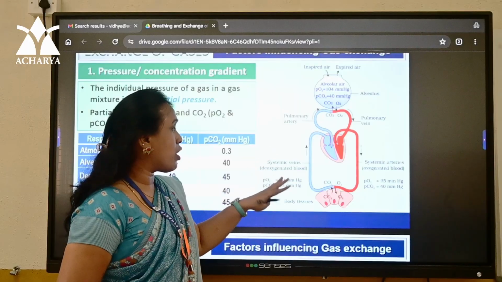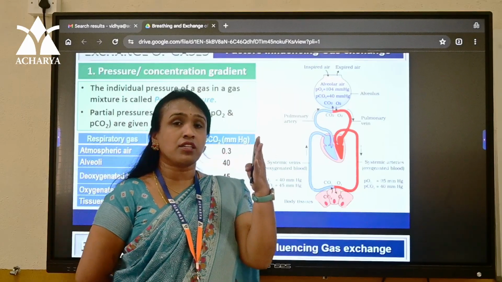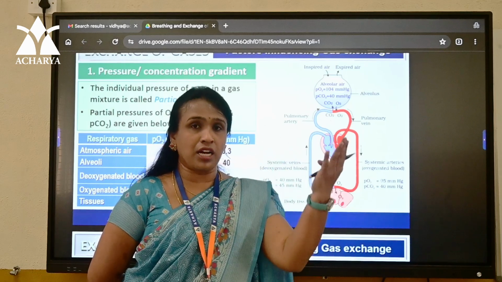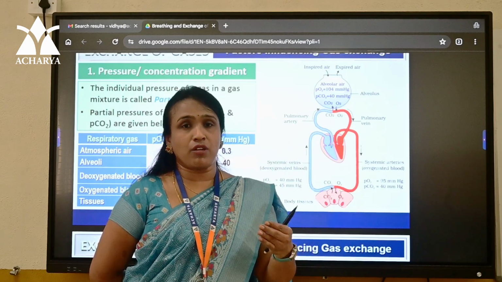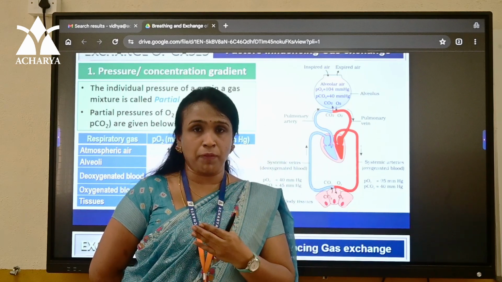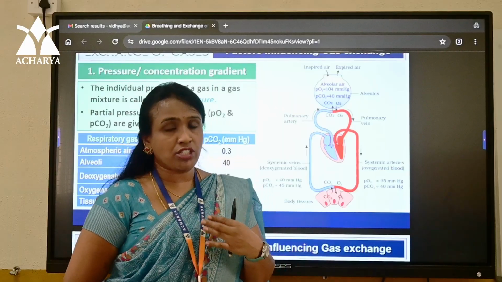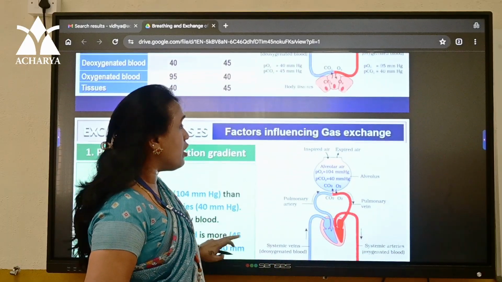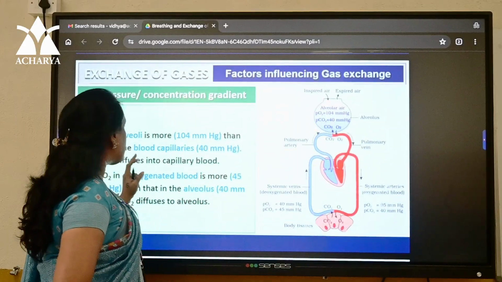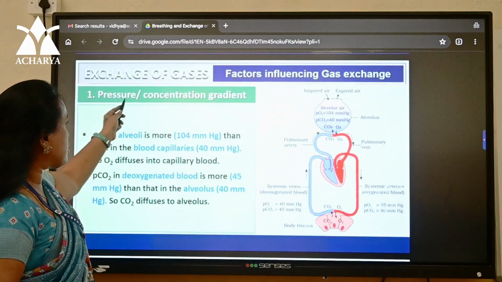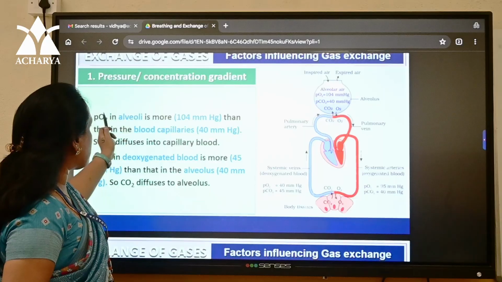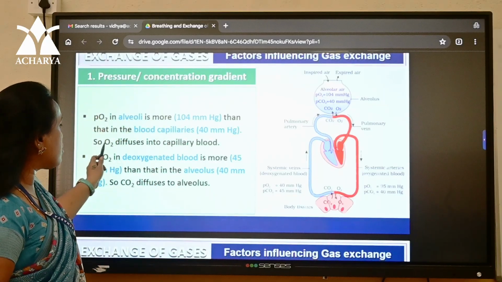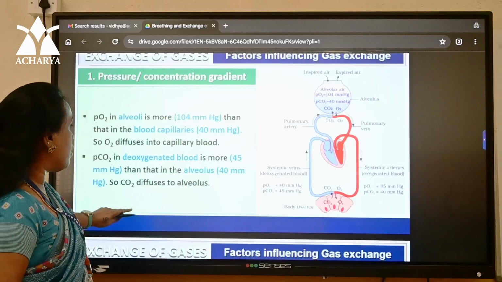If we look here, the connection between the heart and lungs is called pulmonary circulation, and the connection between the heart and different body parts is called systemic circulation, which we have studied in body fluids and are going to study in detail. The next factor, as we studied, is the pressure concentration gradient. The partial pressure of oxygen in the alveoli is more than in the blood capillaries, so oxygen diffuses into the capillary blood.